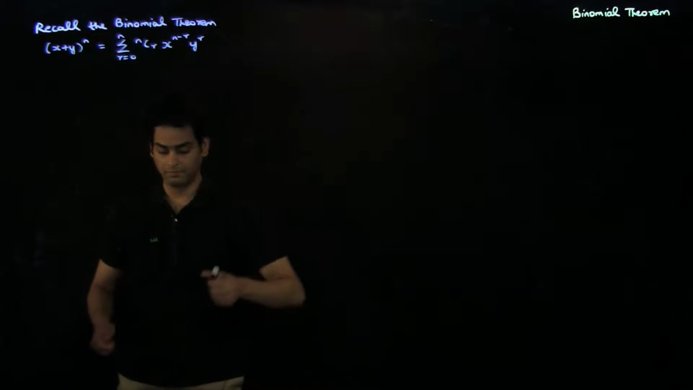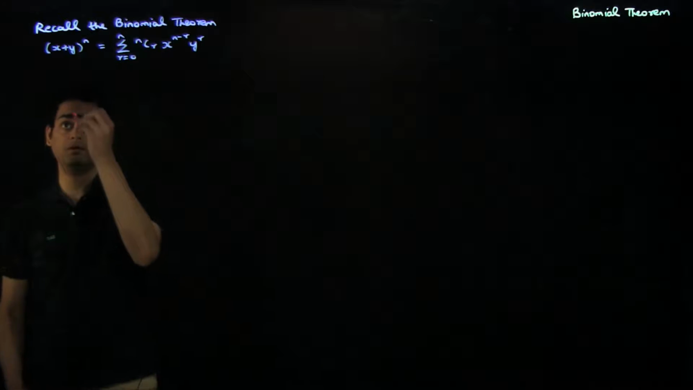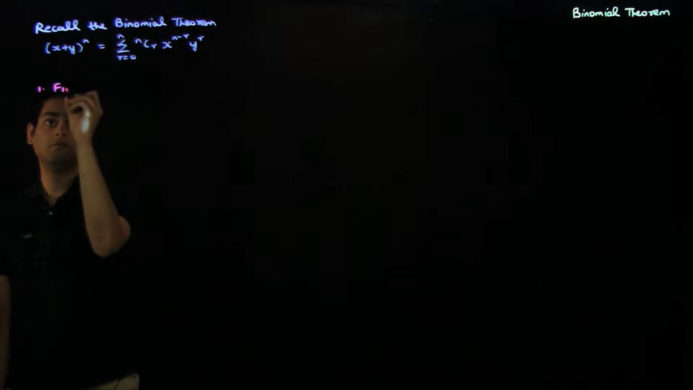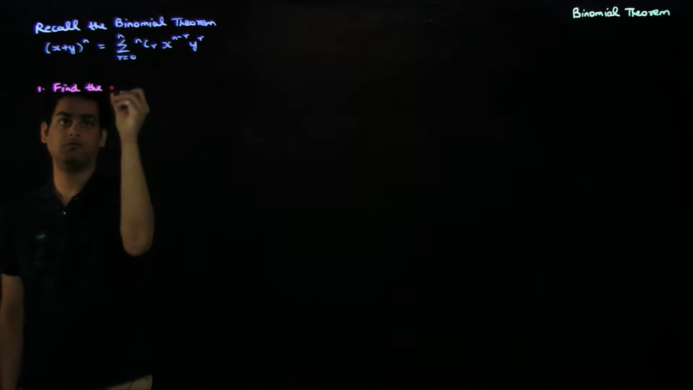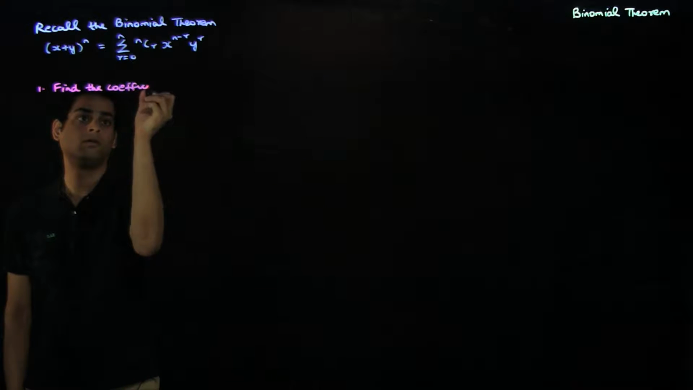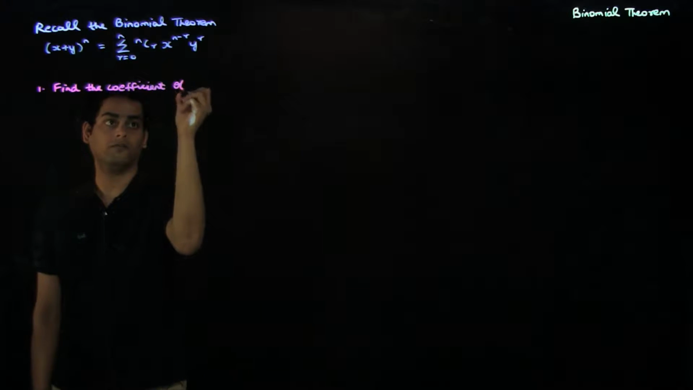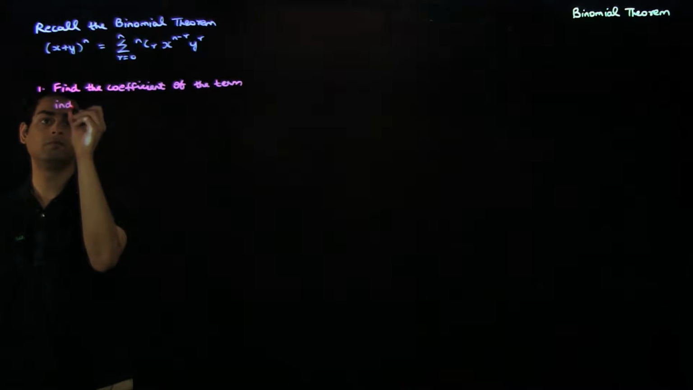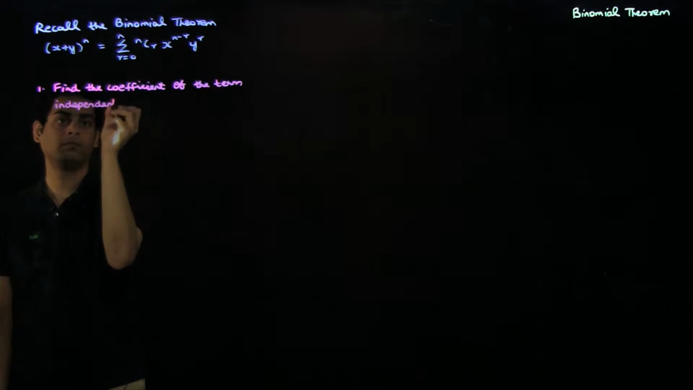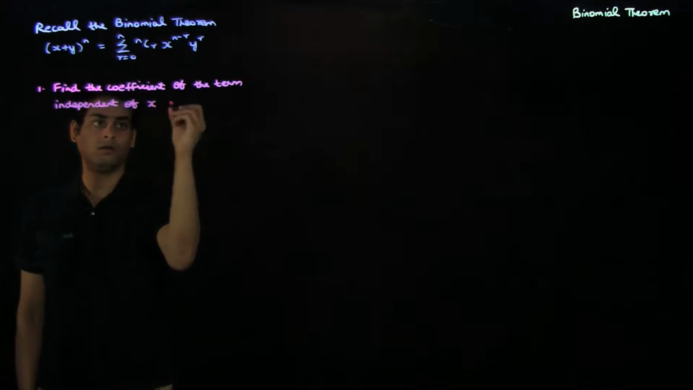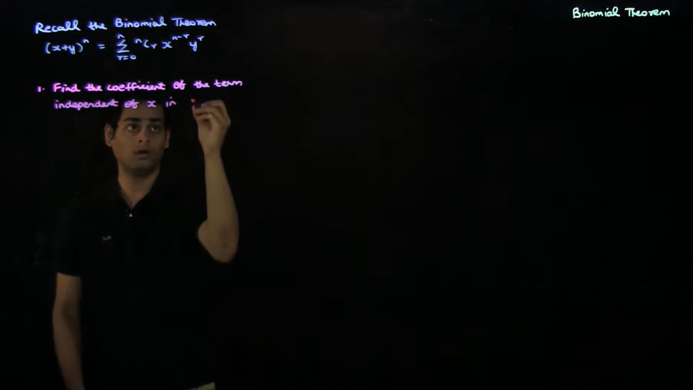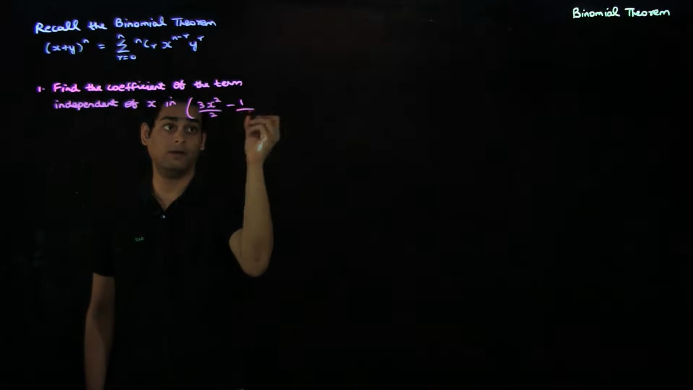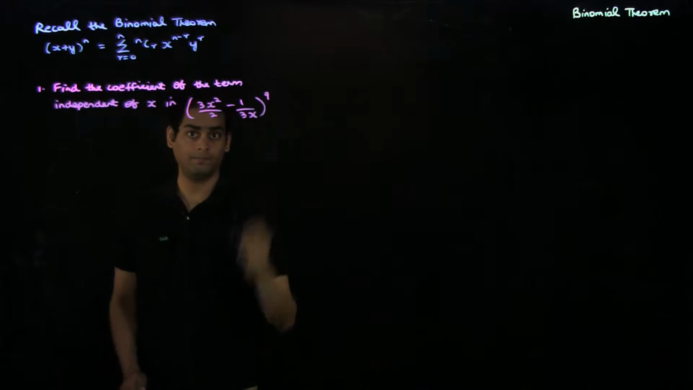So this time we will look at a few more examples as I mentioned, and the first example is: find the coefficient of the term independent of x in (3x squared by 2 minus 1 by 3x) whole power 9.